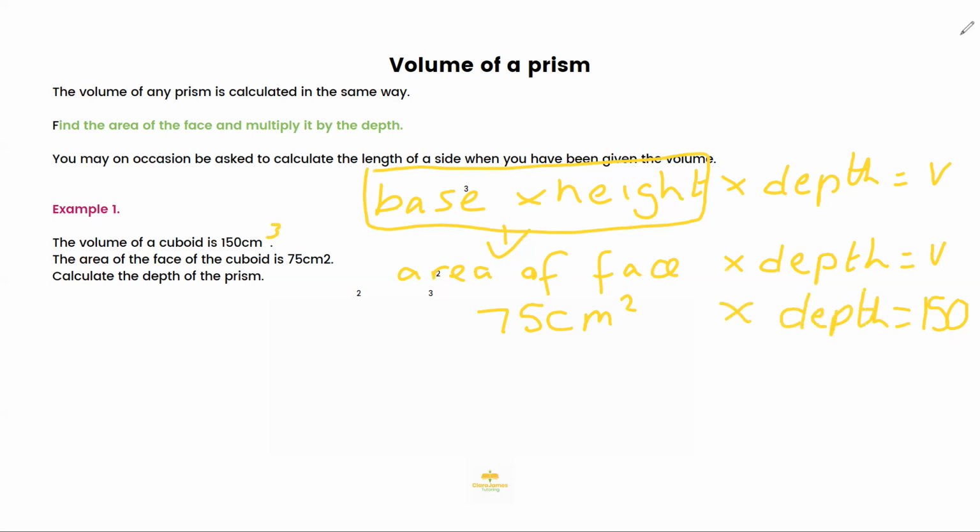So we know that 75 times something equals 150. So if we divide both sides by 75, that would remove the 75 centimeters from this side. So it would give us the depth equals 2 centimeters. Okay, and we can double check that because 2 times 75 equals 150. So the depth of our cuboid is 2 centimeters.